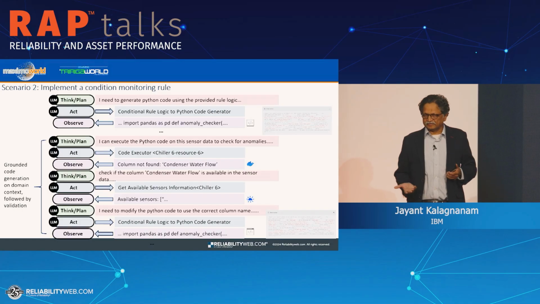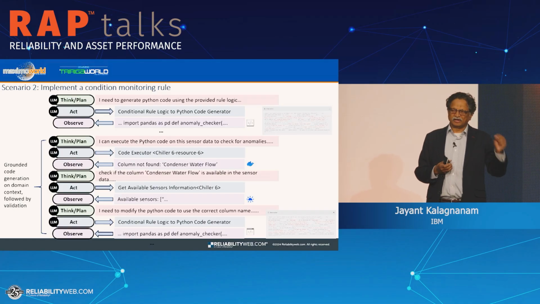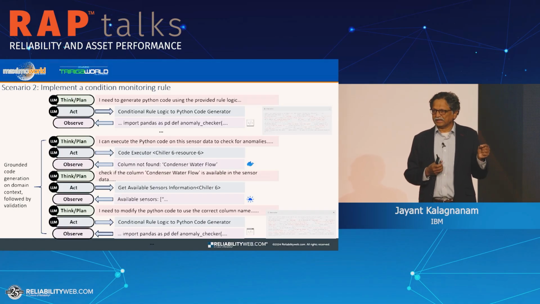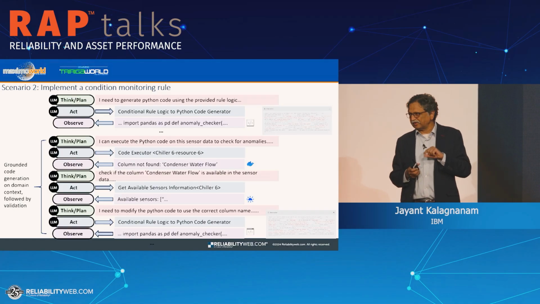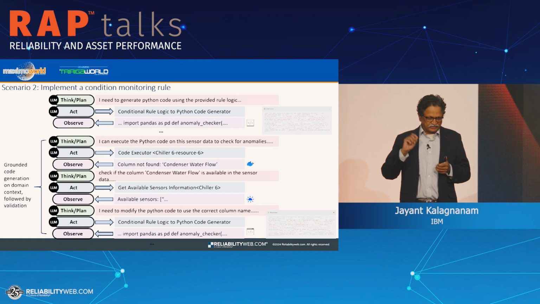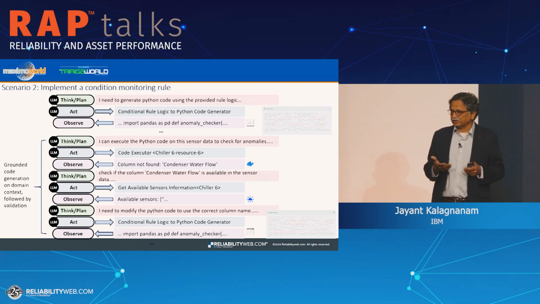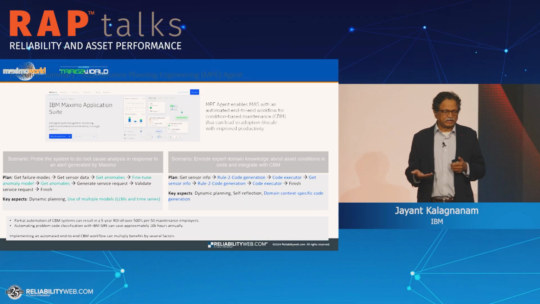When it did it in the first iteration, it came back with an error, because one of the variables was not mapped correctly to the sensor variable name. So based on self-reflection, it figures that out, debugs that, picks the right sensor variable name, changes the code, and then executes the code, and then tests the sensor data to see whether that particular condition was being satisfied. So it's really interesting to see the kind of automation that we can bring with agentic workflows.